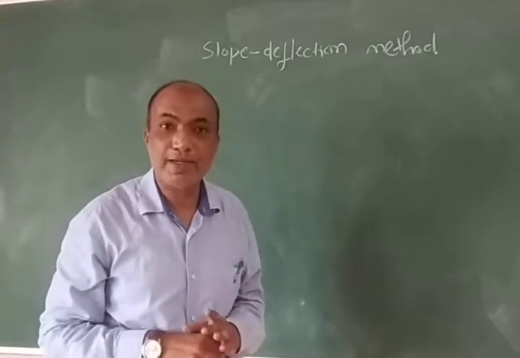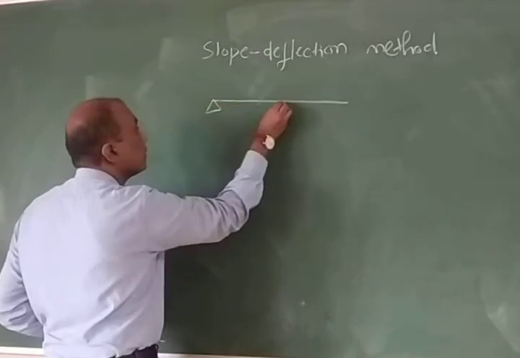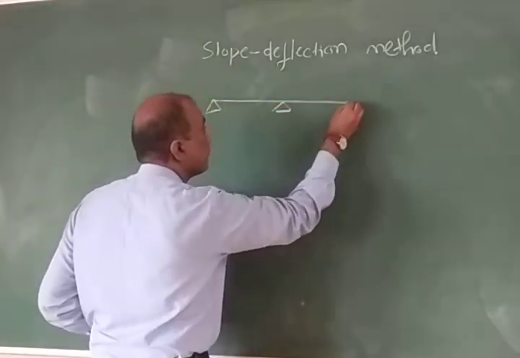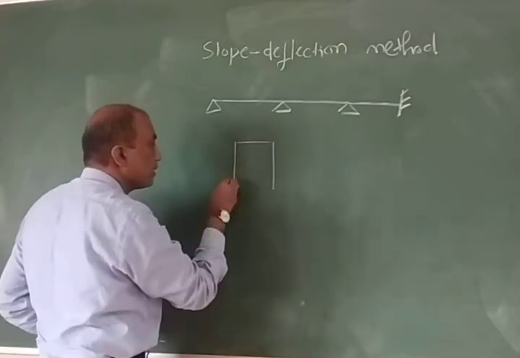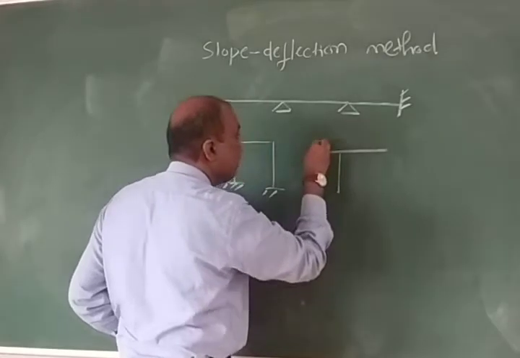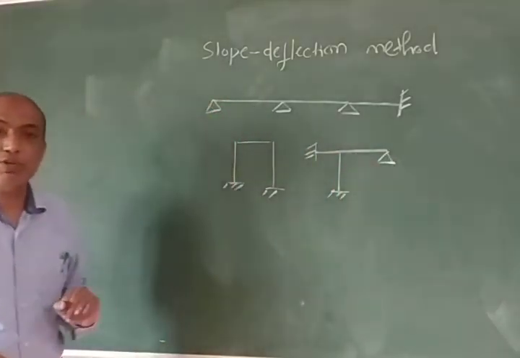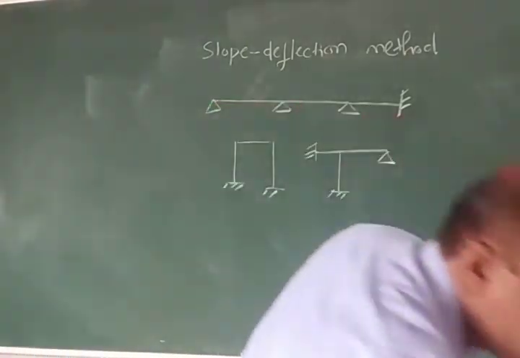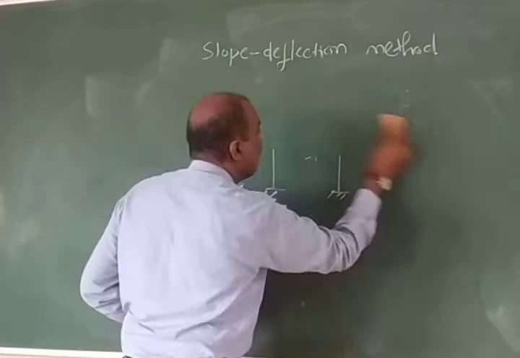What I mean by indeterminate structures? Structures like continuous beams. This is a continuous beam. Or frames. This is a portal frame or any type of frame like this, a T-frame. So such structures we are going to solve using slope-deflection method. So first I am going to give you the equations of slope-deflection method.